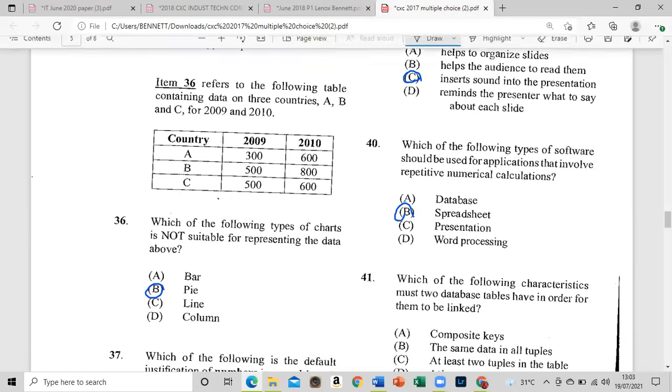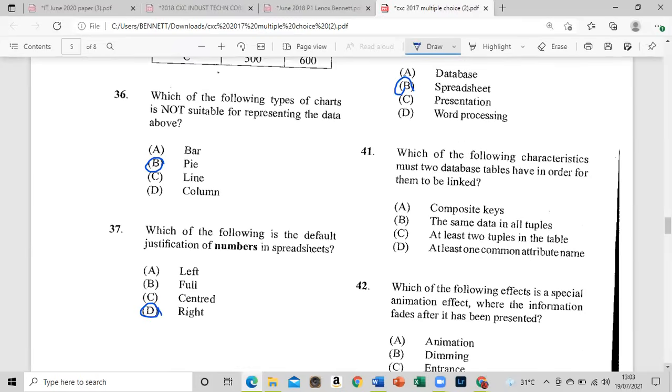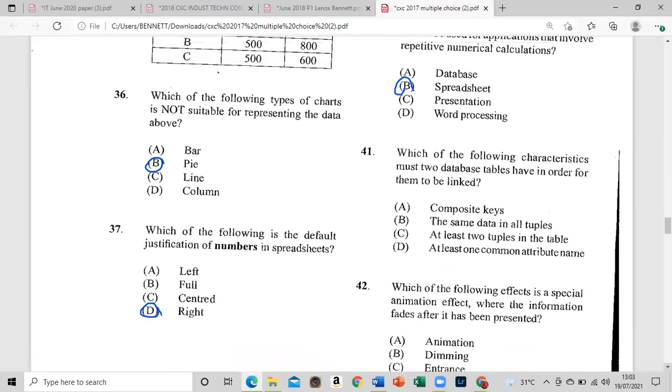All right. Which of the following characteristics must two database tables have in order for them to be linked? Is it a composite key? We looked at composite recently, right?